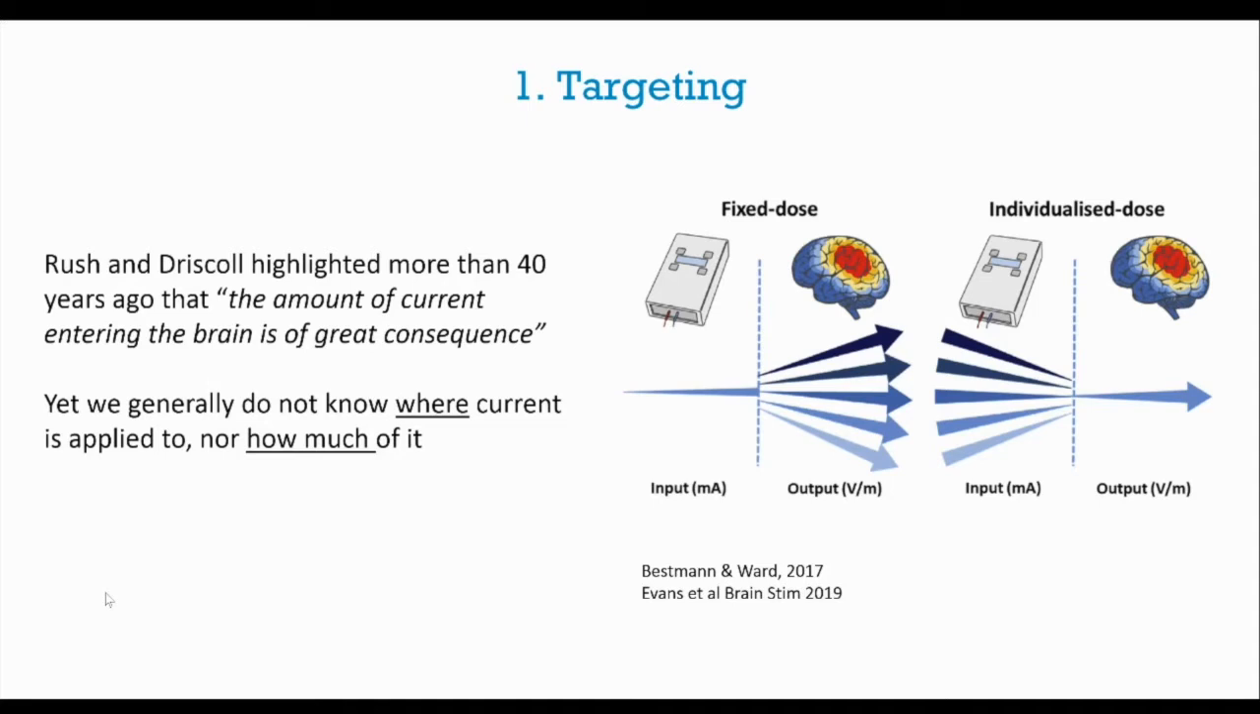And it's quite striking that that isn't even that often discussed. Very early work, more than 50 years ago, I think now, for example, by Rush and Driscoll, already made very clear that the amount of current entering the brain is of great consequence, and that isn't really that surprising, I think. But generally, we don't pay much attention to how much current enters the brain and where to. So current flow models would in principle allow us to get an estimate about where the current goes and potentially how much of it, and we could use that in a variety of ways.